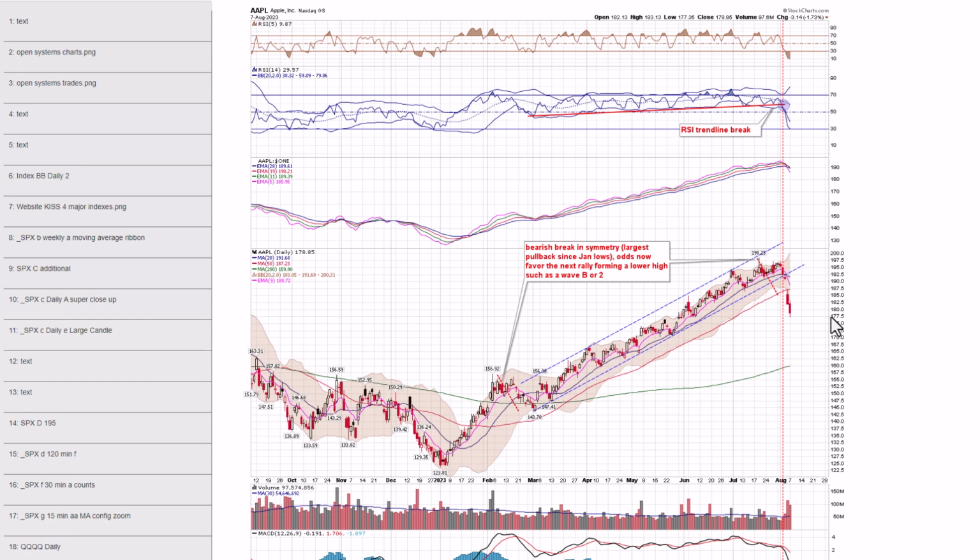Overall, this bearish break in symmetry, and because Apple is such a large weighting among all the indexes, it's like 11% for the triple Qs, it's 7.5% for the S&P. If Apple plays out like that, some sort of ABC correction gets down closer to this 200-day moving average, over time, say through August, early September, then the market is likely also going to spend that time correcting because, again, it's such a huge weighting on those indexes and it's going to weigh them down.